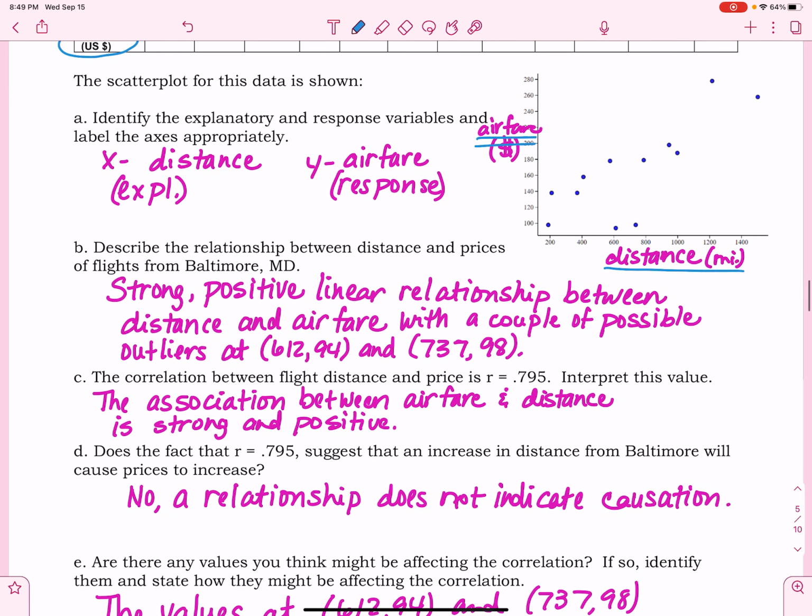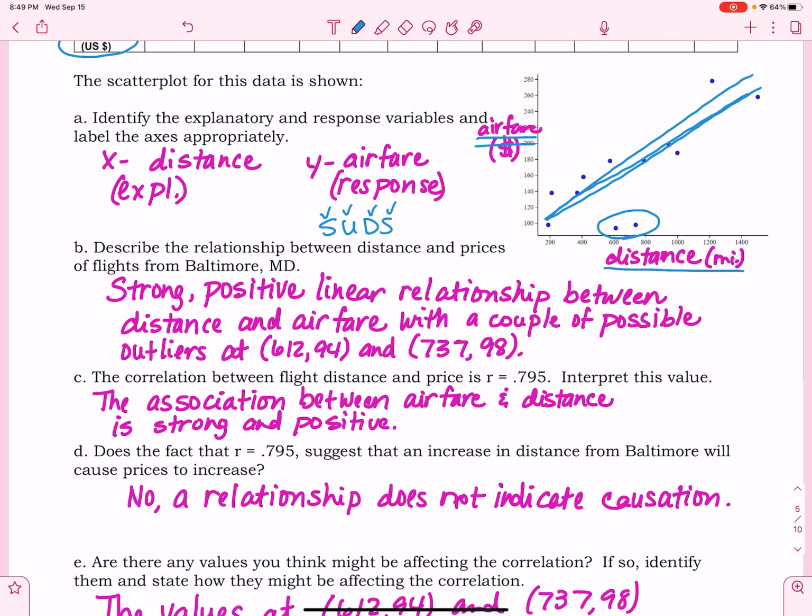All right, in B, we are describing the relationship. Well, as you can see in the scatter plot here, it looks like we've got a positive, somewhat linear trend. These two little guys down here look like they might be a little bit outside the pattern of the data. So I'm going to address that when I go through my 4 characteristics that I want to address. So I want to make sure I talk about shape, unusual features, direction, and strength.